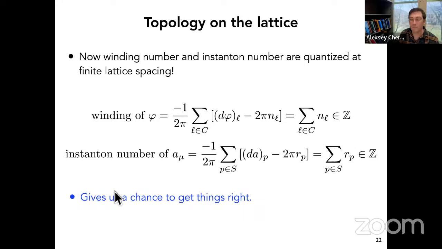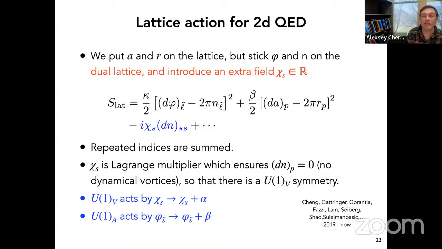So that's nice. It gives us a chance to get things right. There's a little bit more work to really get everything right, but this gives us a chance. Okay, this is a lattice approach that can preserve topological quantities and hence gives you a chance to talk about a broad class of theories with anomalies. Certainly not all. Okay, so what we're going to do is put the gauge field on the lattice, on the original lattice.